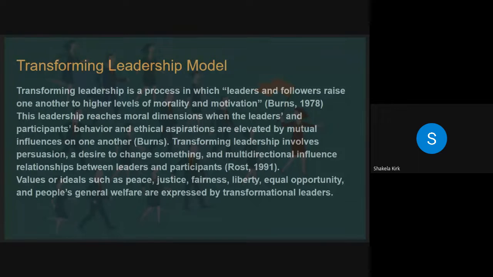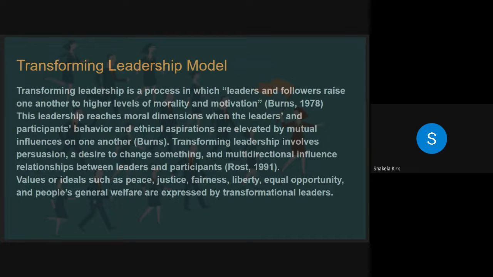What this model basically states is that transforming leadership is a process in which leaders and followers raise one another to higher levels of morality and motivation (Burns, 1978). This leadership reaches moral dimensions when the leaders' and the participants' behavior and ethical aspirations are elevated by mutual influences on one another. Transforming leadership involves persuasion, a desire to change something, and multi-directional influence relationships between leaders and participants.